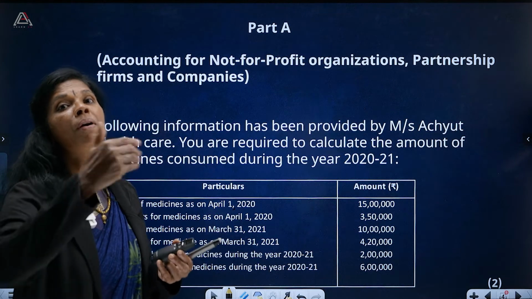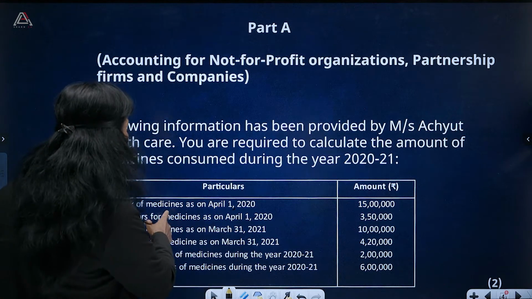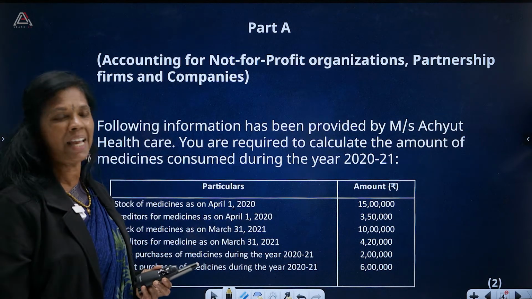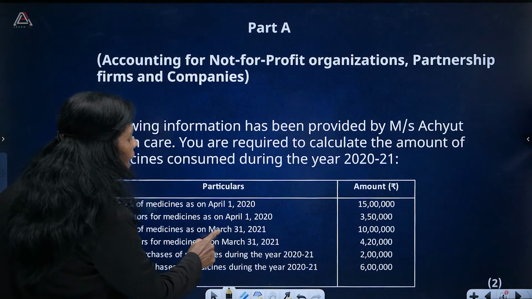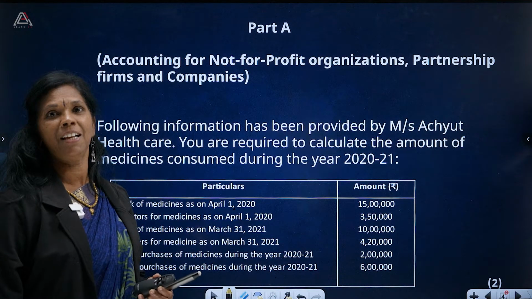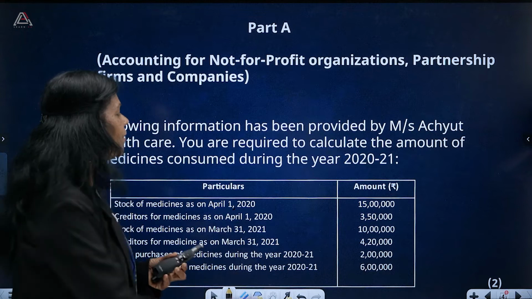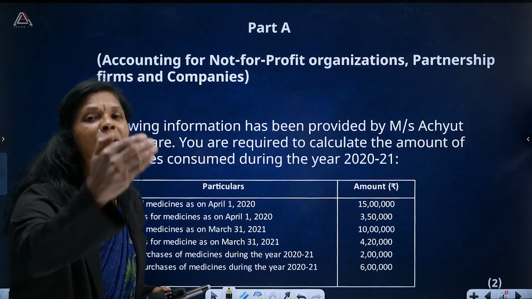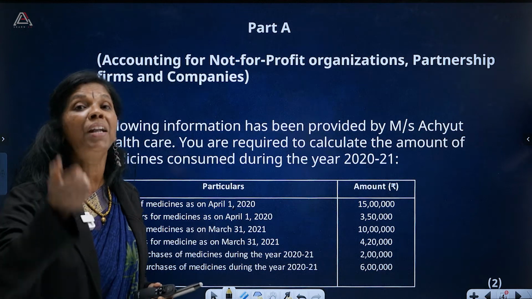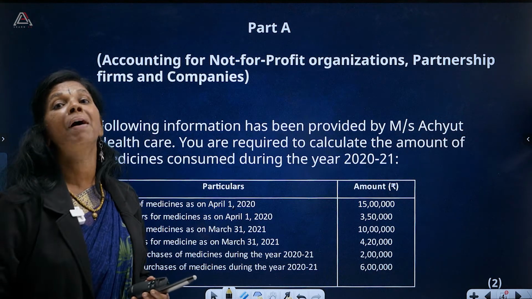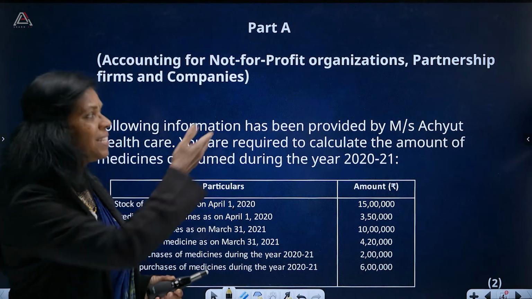Then along with the total purchases, you have to add the opening stock of medicine. Which one is the opening stock of medicine? 1st April 2020, 15 lakh is there. Then stock of medicine as on March 31st 2021 is 10 lakh. Which one is the opening stock? Out of these, this one is the opening stock. Along with the total purchases, you have to add opening stock. Then from that total, you have to minus the closing stock. Let us see the answer.